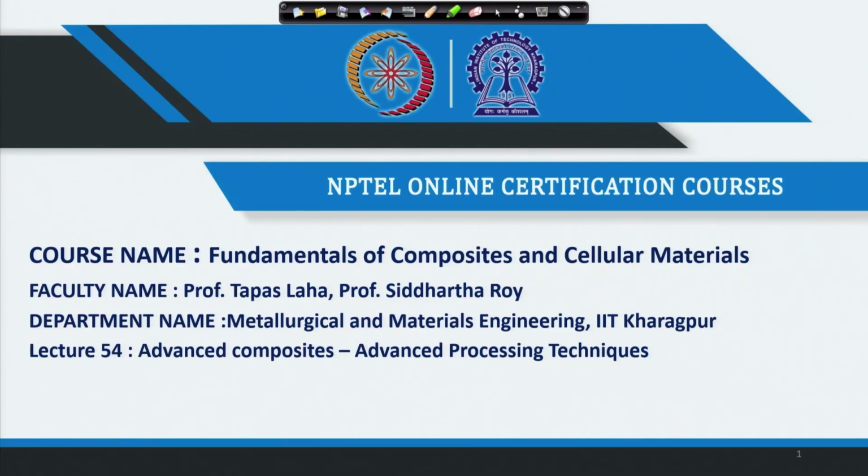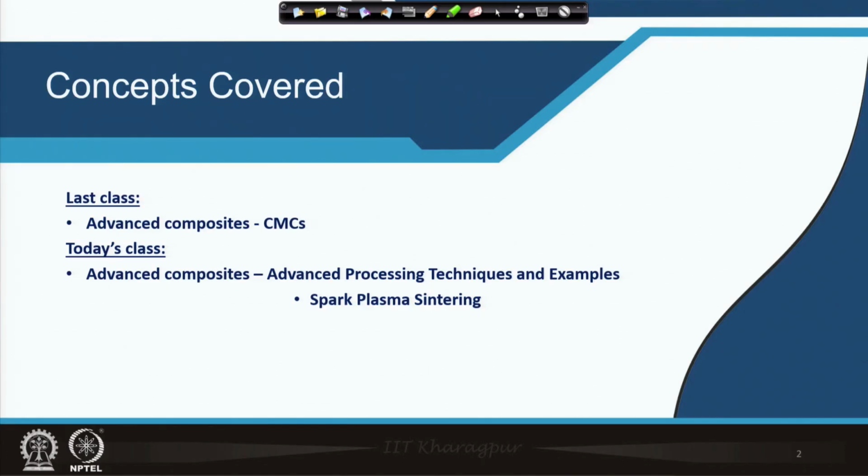For the last few classes, we are talking about advanced composites. Basically, I have come almost to the end of this course where we are discussing advanced composites, and in these advanced composites, I have talked about advanced metal matrix composites. I have talked about advanced polymer matrix and ceramic matrix composites, and now the plan is to talk about certain processing techniques, advanced processing techniques, which are used to make advanced composites.